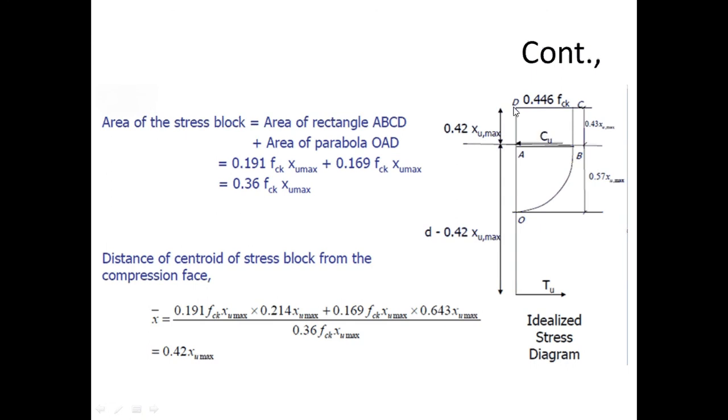And next from here we are going to calculate the 0.243 plus here. So 0.653 xu max divided by 0.36 fck is going to come about 0.42 into xu max. So we'll get about 0.42. So repeating over here, x is equal to the base of the stress block diagram, the 0.19 into the center of this one, and from here to here and the center of this point, divided by the area of the stress block, gives about 0.42 xu max. So now we know about 0.42 xu. So depth of the neutral axis is equal to d minus 0.42 into xu max. This is how we are calculating.